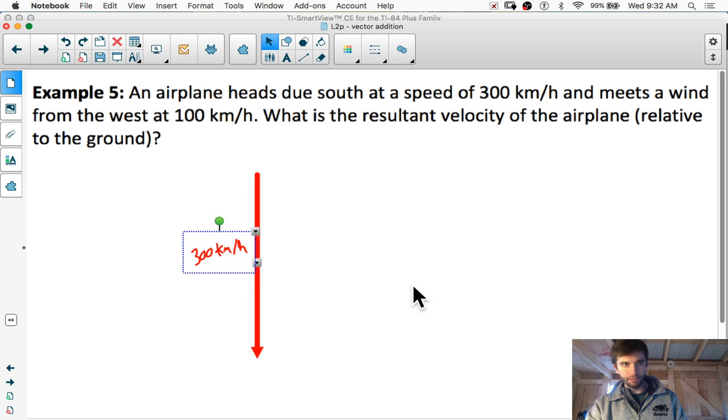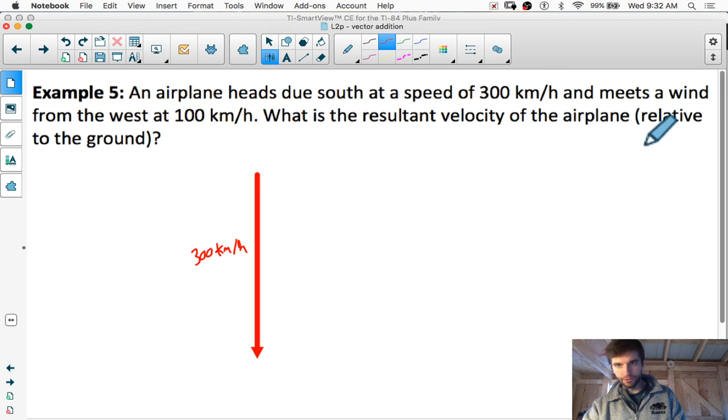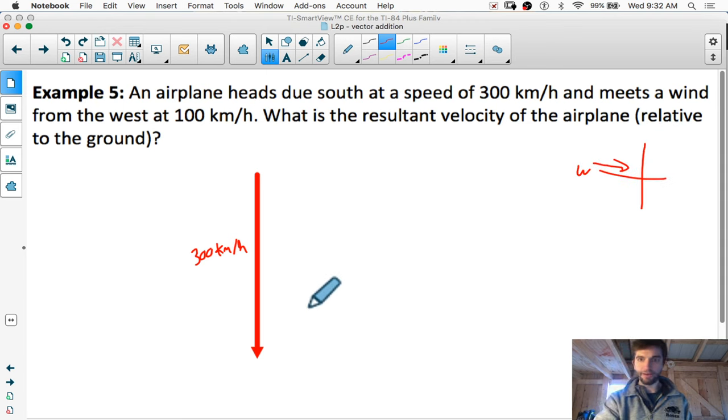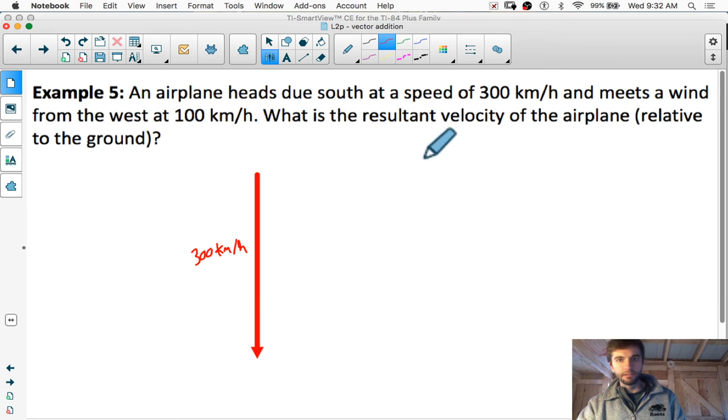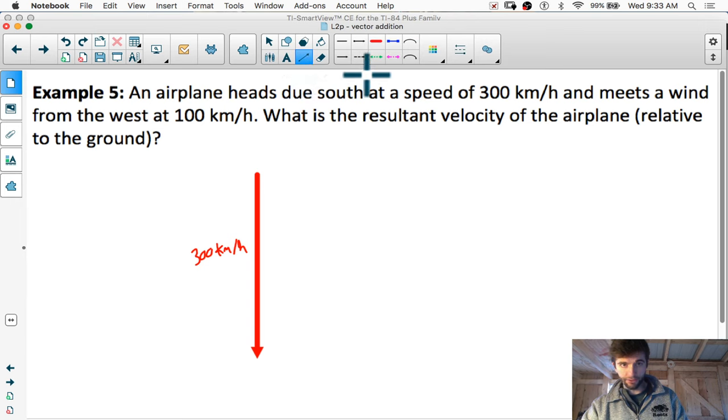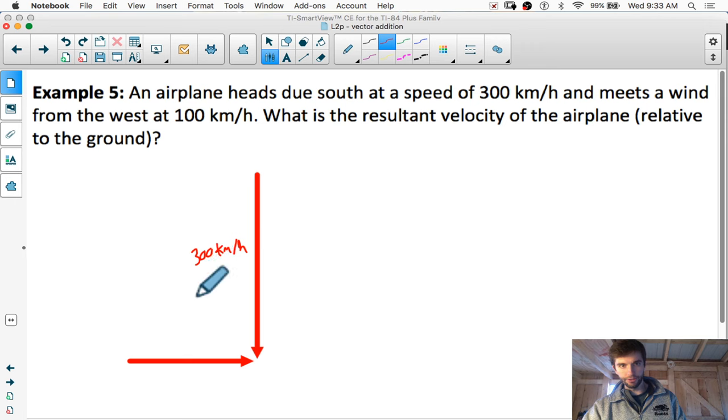there's some wind that comes. It comes from the west. So if you think of your compass, west is here, so it's coming from the west, which means it's going that way. And the wind has a velocity of 100 kilometers an hour. So it gives us its direction and its magnitude. So it's coming from the west, and it's meeting the plane, and its magnitude is 100 kilometers an hour. And we are interested in what is the resultant velocity of the airplane.